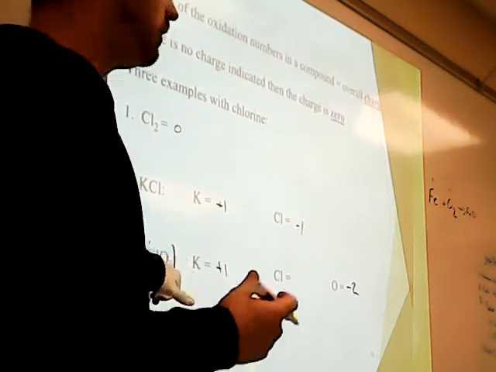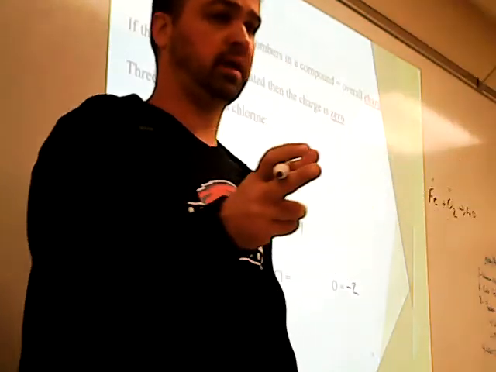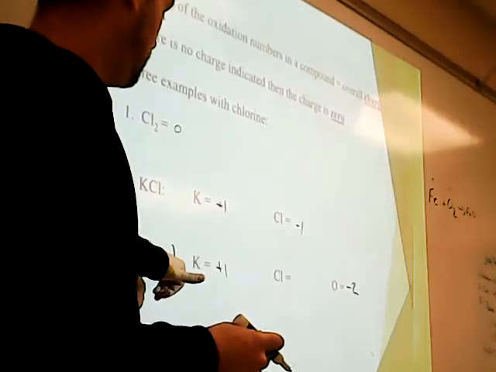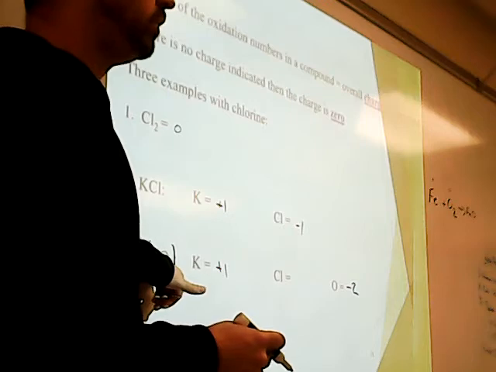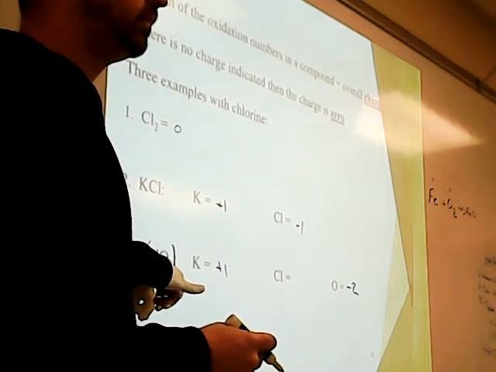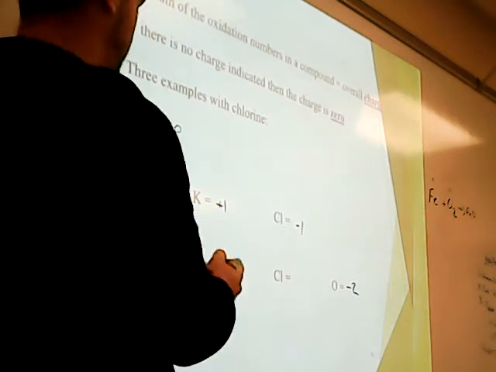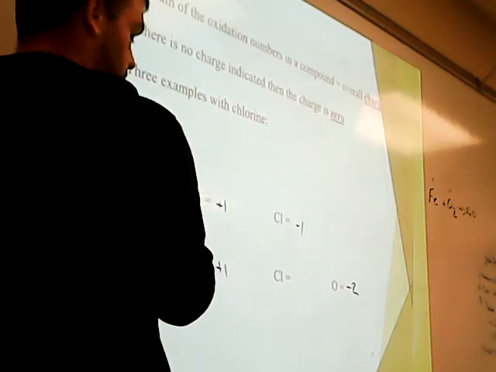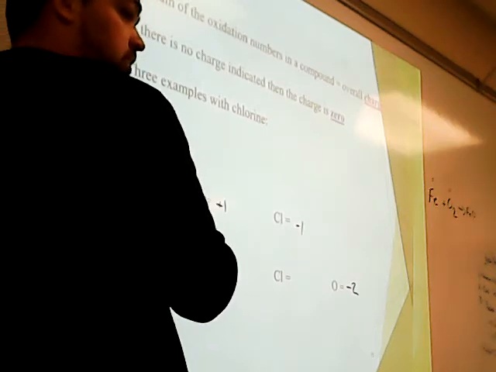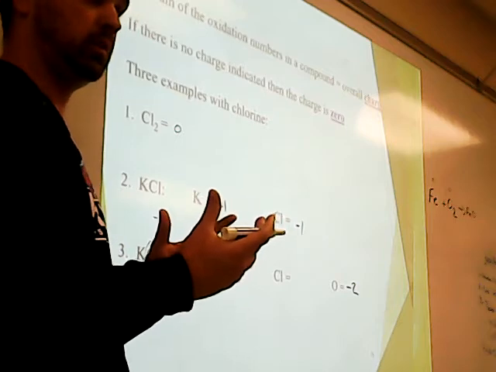Okay? If you look at your polyatomic ion chart on your periodic tables, what charge does chlorate have? -1. A -1, right? And that makes sense because when chlorate is paired up with potassium, the overall charge is what? 0.